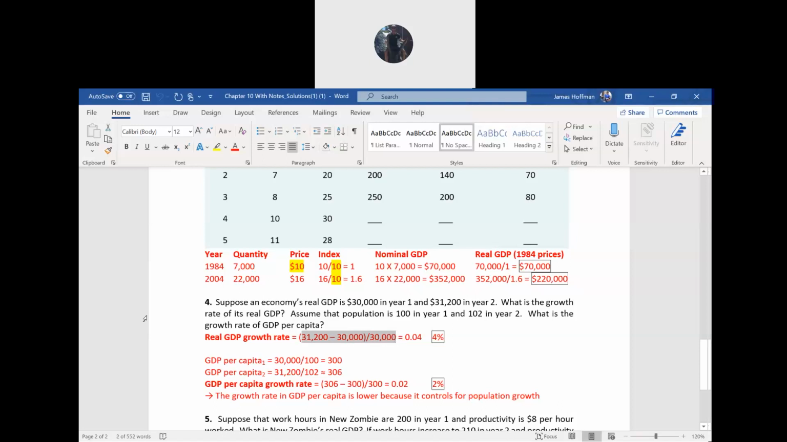Okay, so it's just a simple percent change, right? Similar to what we did in the elasticity. It's the new value minus the old value divided by the old value. So the change over the original gives us the decimals, and then just multiply by 100, 0.04 is 4%.